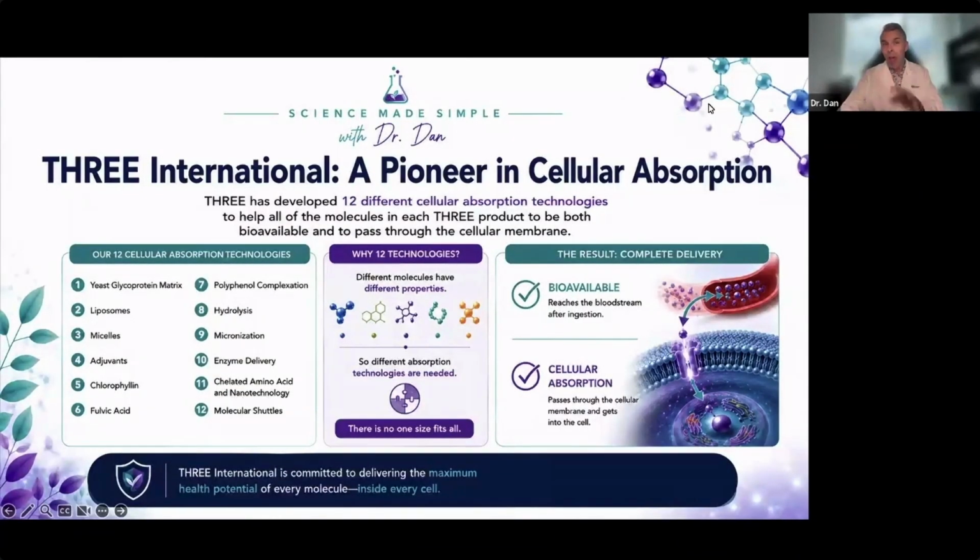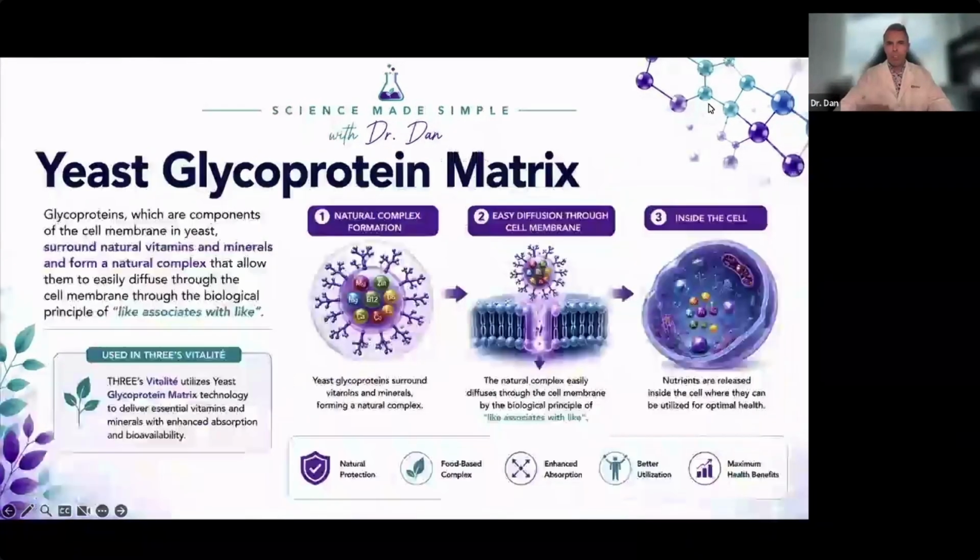So I want to talk about each of these technologies briefly to help you better understand what this technology is, how it works, what products we use this technology in, and to just get a better sense overall of the importance of cellular absorption. The first technology is what we call our yeast glycoprotein matrix technology. Now we use this on the vitamins and minerals in our Vitalite product.